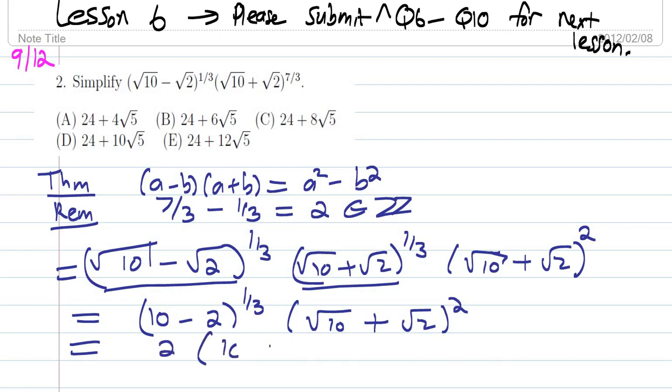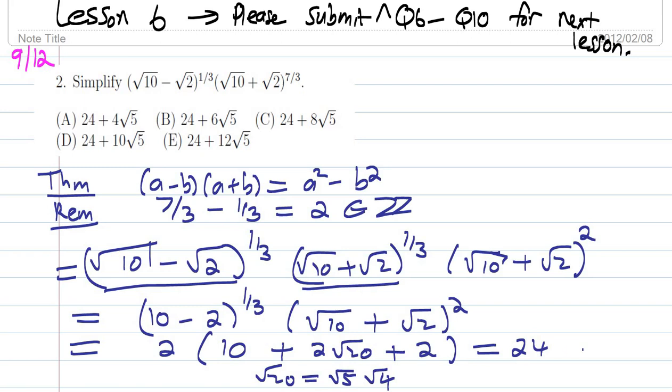And this we know is 10 plus twice this times this, which is root 20, plus 2 squared, which is 4. And so if you simplify this, the square root of 4 is 2. So this is 2. So 10 plus 2 is 12. 12 times 2 is 24. And we know that we can rewrite square root 20 as square root 5, square root 4. Square root 4 is 2. So this is 8 root 5.